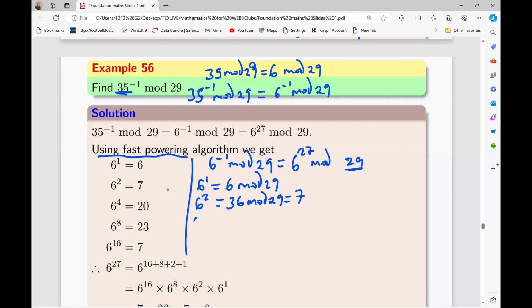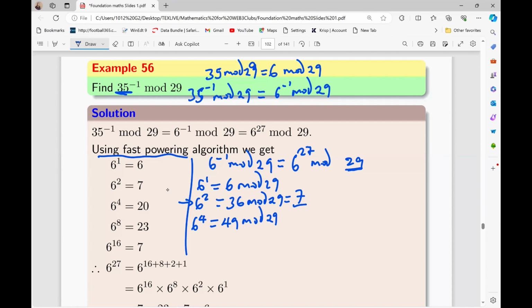What is 6 raised to 4? Remember, we are squaring just the line above. When you square this line, you have 6 raised to 4, which is 49, and we are doing it mod 29. So 29 will go here once, and the remainder will be 20.